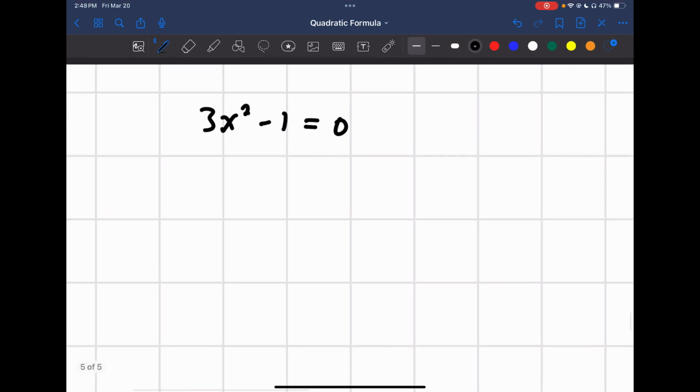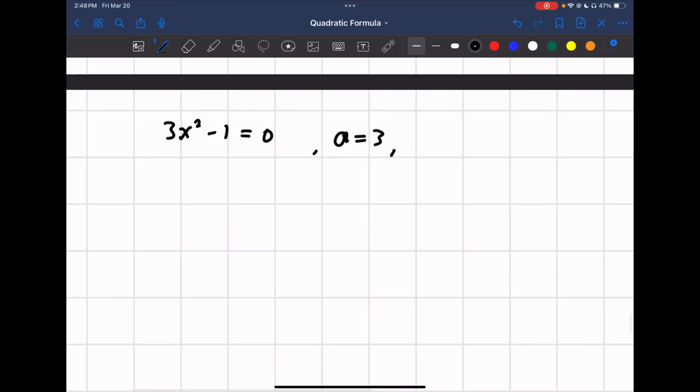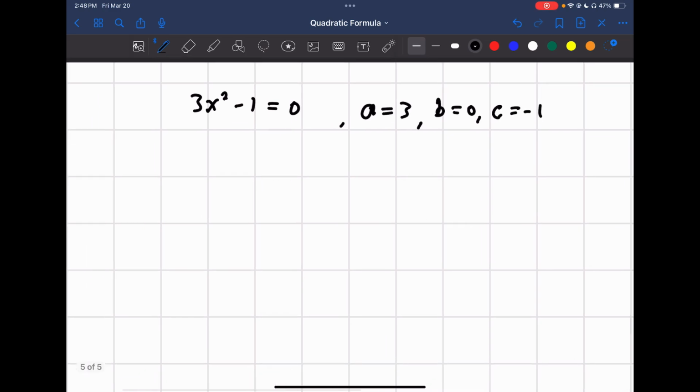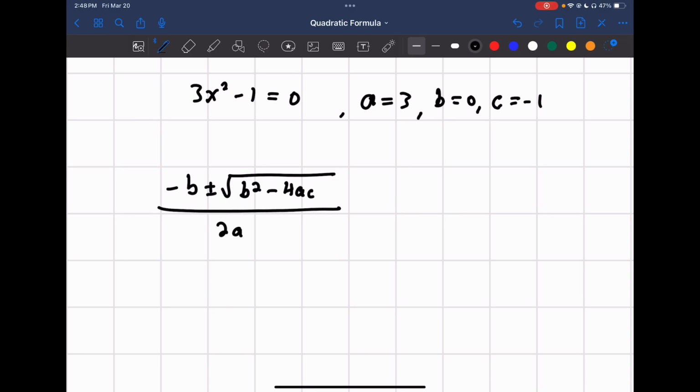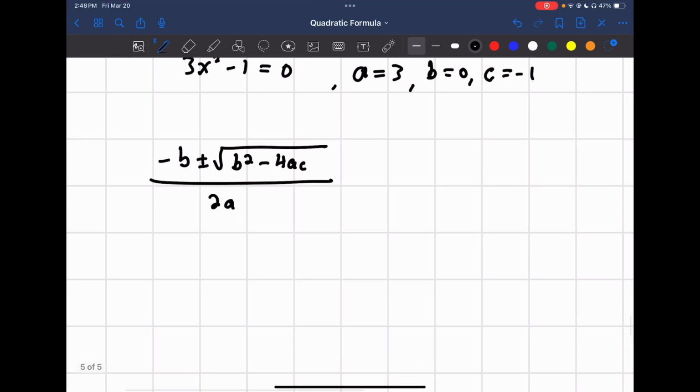In our next example, we have 3 times x to the power of 2 minus 1. So in this equation, a is equal to 3. We actually don't have a b value, so b is equal to 0, and then c is equal to negative 1. So let's write down the quadratic formula. So minus b plus or minus the square root of b squared minus 4ac over 2a. If I have any tips, I would try to memorize the quadratic formula, and it will come very helpful.